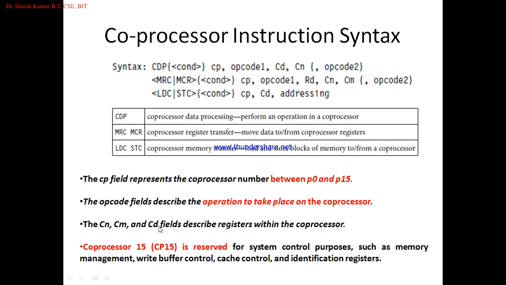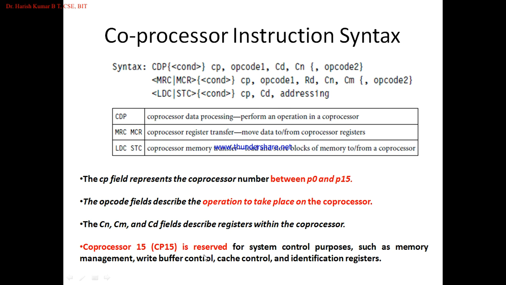CN, CM and CD fields describe the registers within the coprocessor. So all these define the registers within the coprocessor. The RD is the register within the main core, and any register which starts with C is a register found in that particular coprocessor. Now one coprocessor example we are taking is CP15.